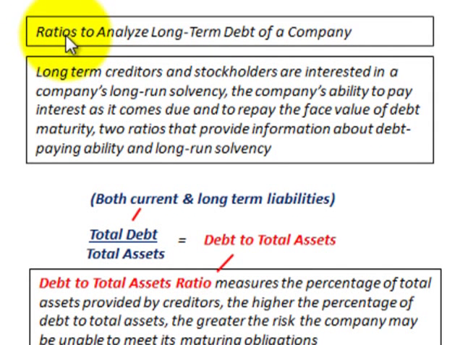Here we're going to be going over ratios to analyze the long-term debt of a company. Long-term creditors and stockholders are interested in a company's long-run solvency, that is, the company's ability to pay interest as it comes due and to repay the face value of debt at its maturity. Two ratios provide information about the debt-paying ability and long-run solvency of the company, and we'll go over them here.